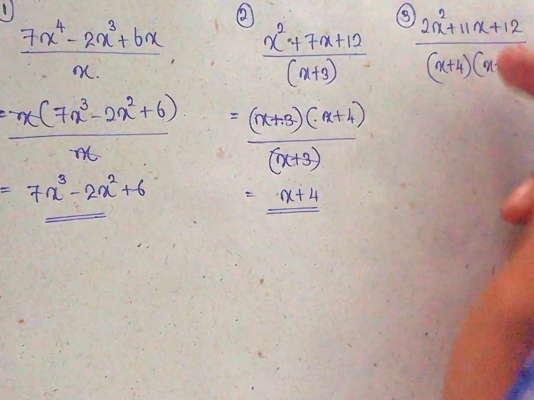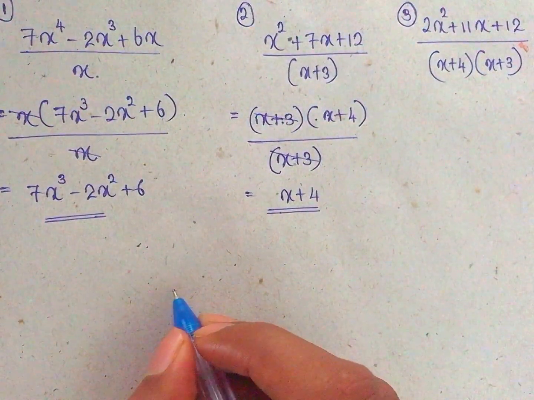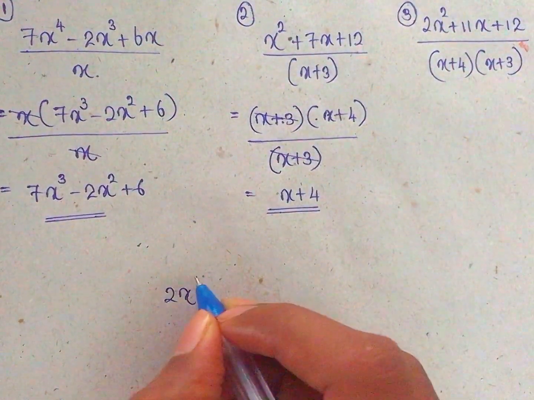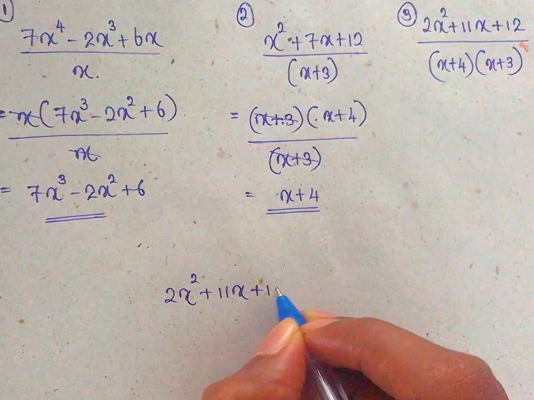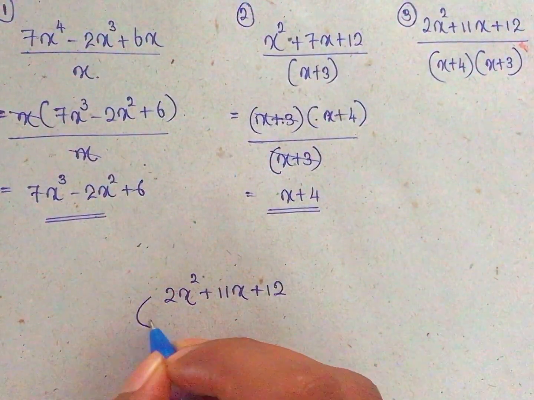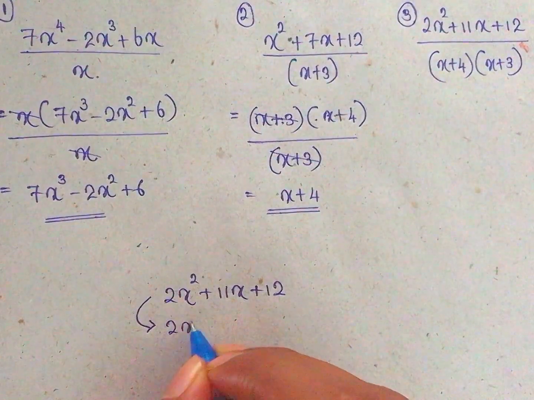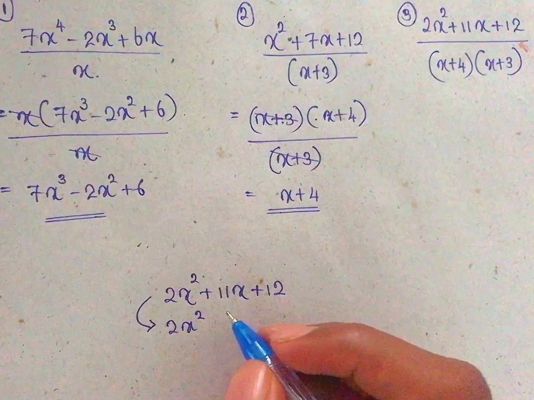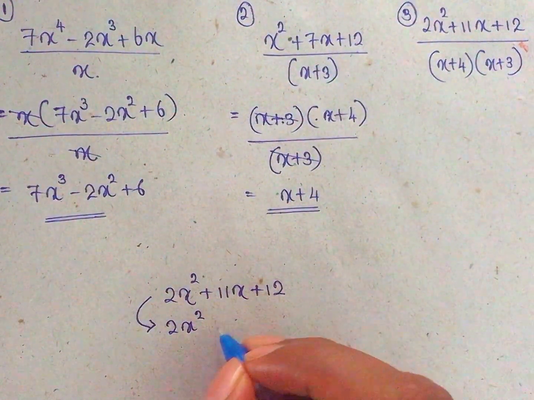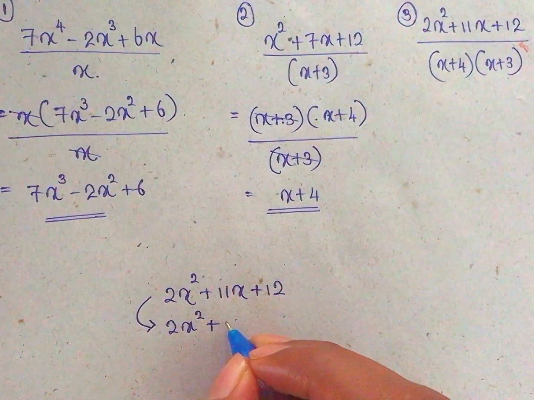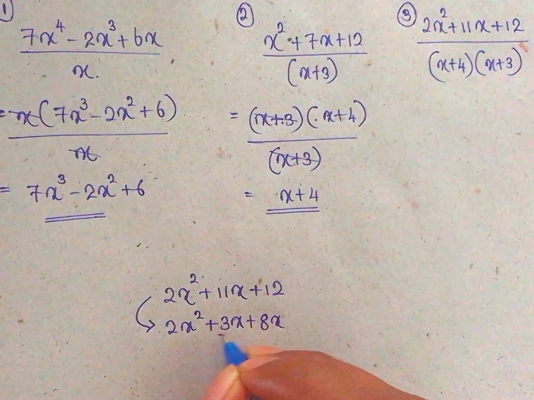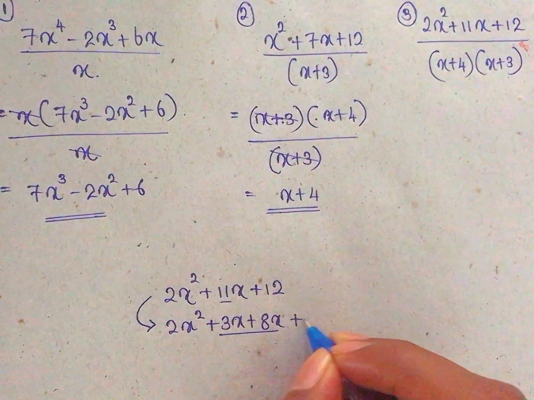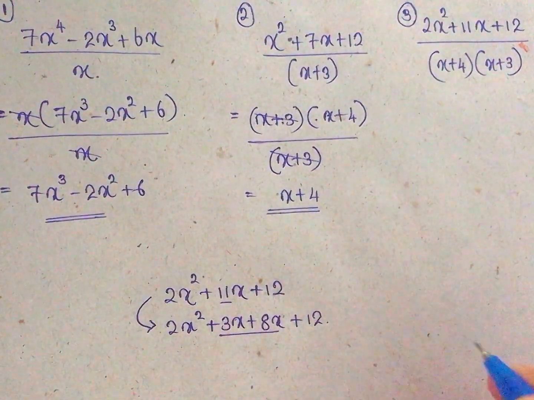It is a different case. The numerator is 2x squared plus 11x plus 12. Then you need to factorize this by using a specific method. 11x we can write as 3x plus 8x. This is the total for the 11x. Then the remaining part is 12.